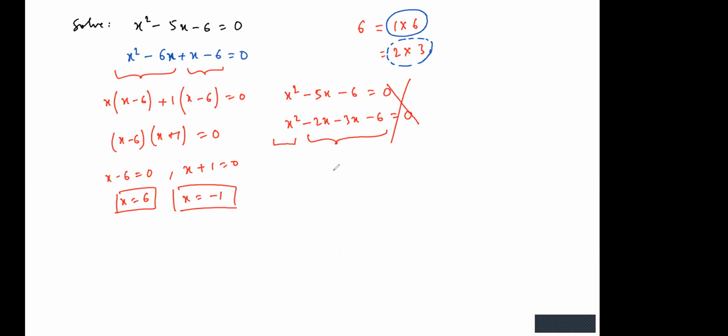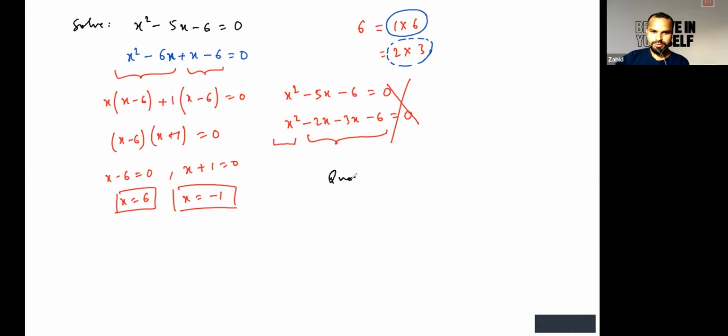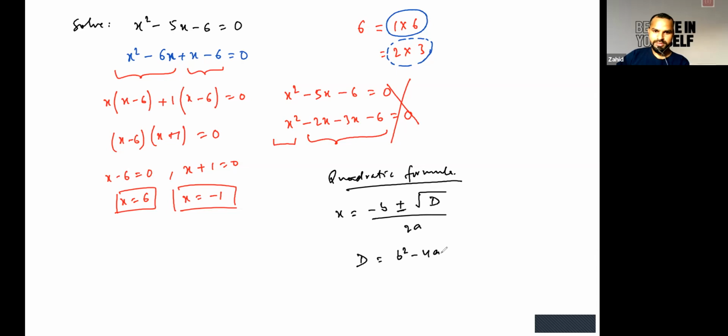There is one more method, using the quadratic formula. x equals minus b plus minus root of D divided by 2a, where D is called the discriminant, which equals b squared minus 4ac.